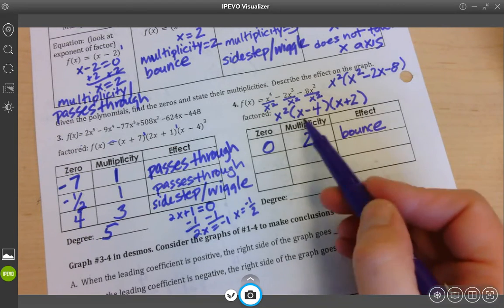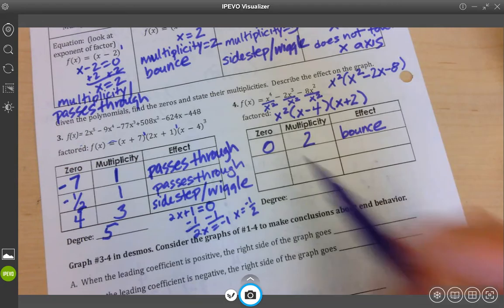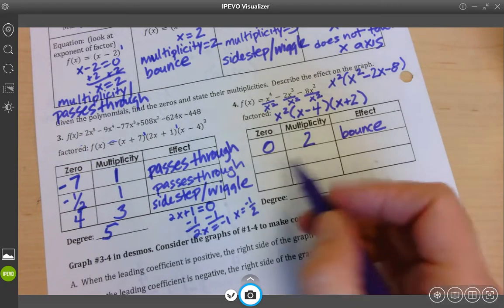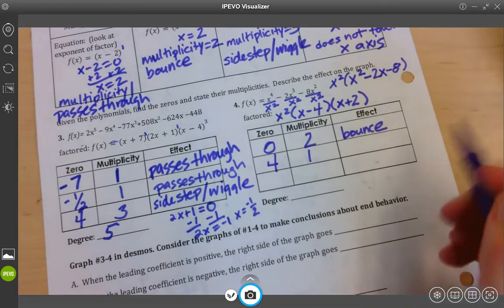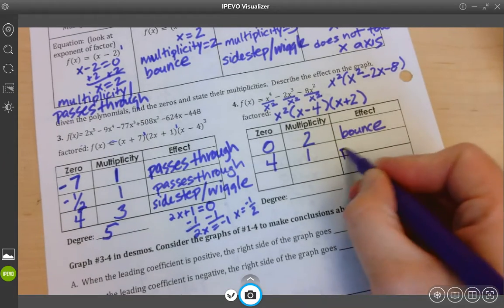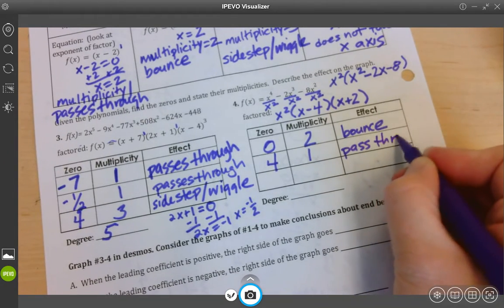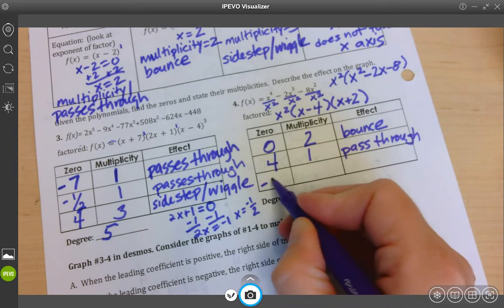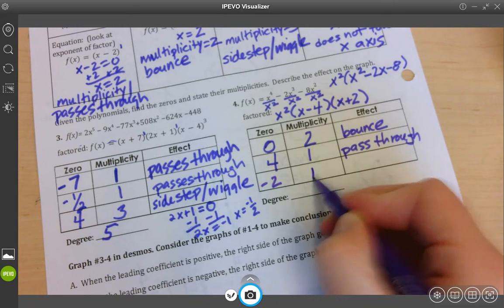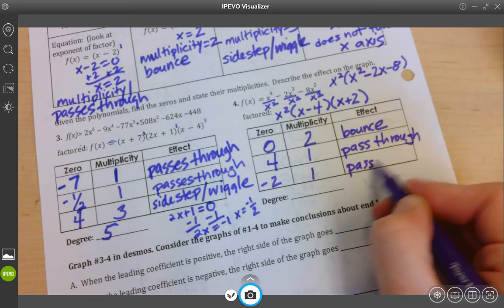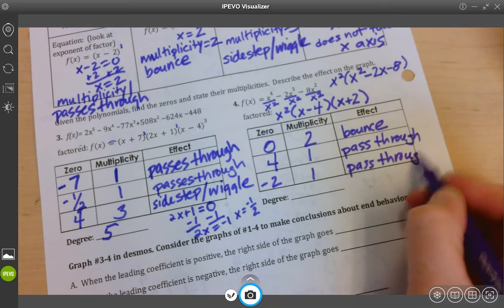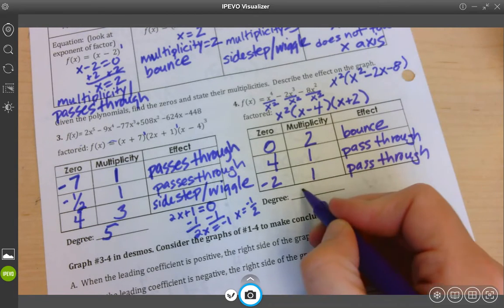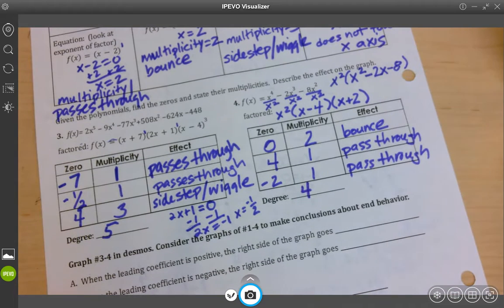All right, x minus 4, what's the 0? Positive 4, and the multiplicity is 1, good. And then it passes through. And x plus 2, the 0 is negative 2, multiplicity 1, and also passes through. And what was the total degree? 4. All right, so some of you are going to be catching up right now. Some of you are reading ahead about these conclusions.